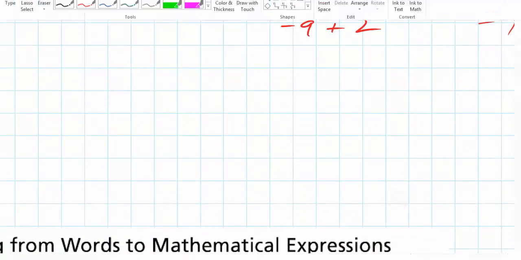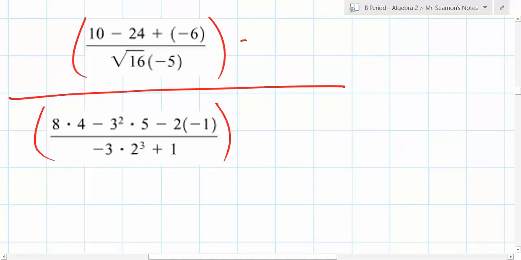Okay, so why don't you guys... So when you do this out, you end up with negative 20 over negative 20. So what does that equal? 1. So your numerator is 1. On the bottom here, you need to be careful.